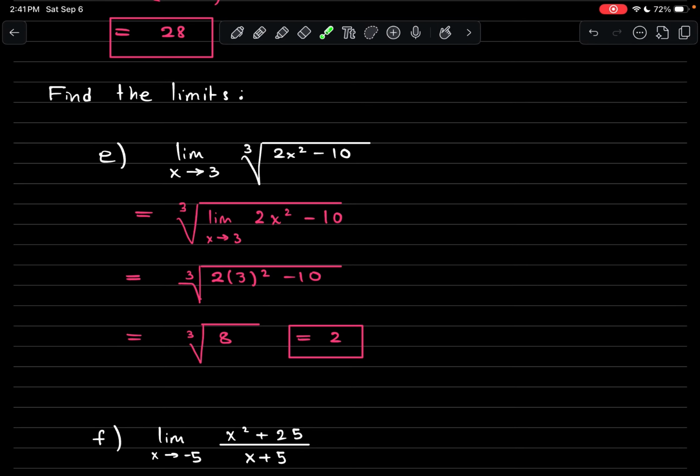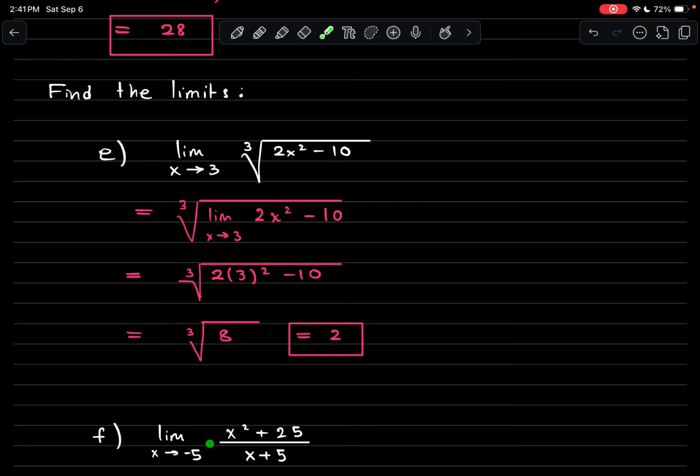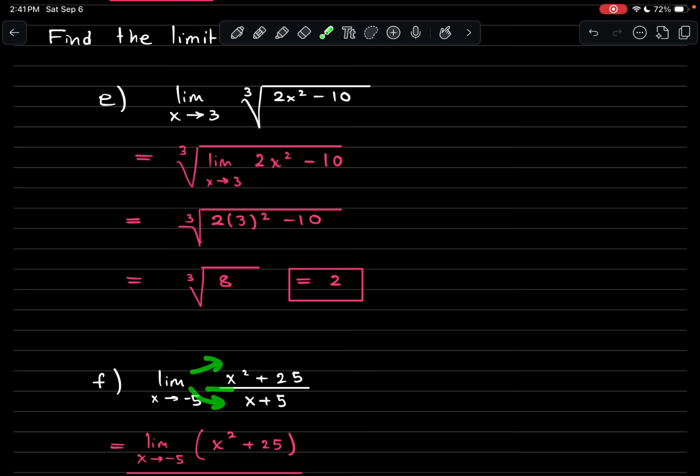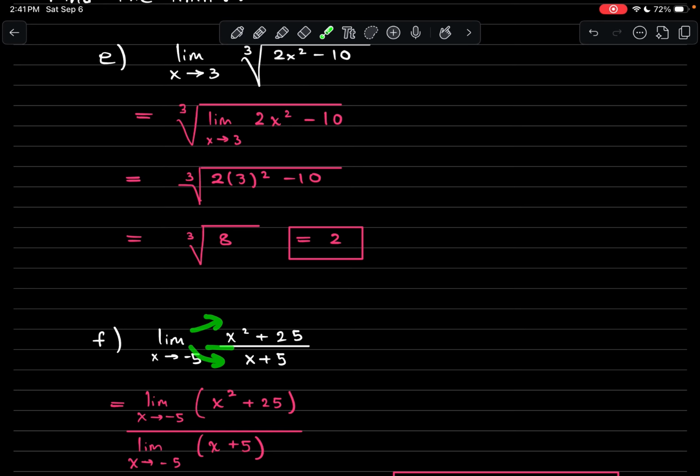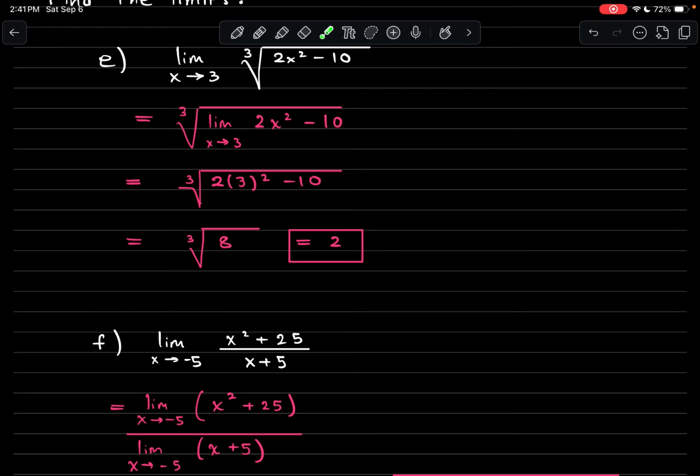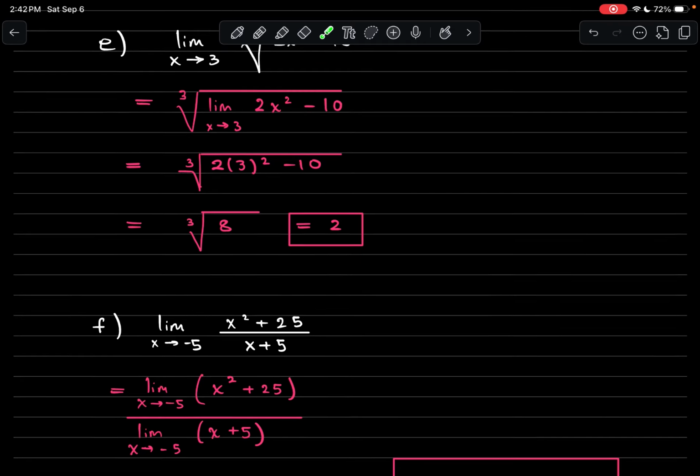Example F. Now we've got the limit as x approaches negative 5 of the quotient of x squared plus 25 and x plus 5. So again, the quotient rule is going to allow us to make this into the quotient of two limits. So limit of the numerator divided by the limit of the denominator. And again, now you've got the limit of a function of f of x. These are simple functions where we can just think of this as direct substitution.